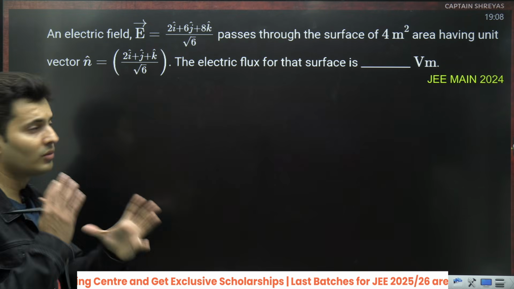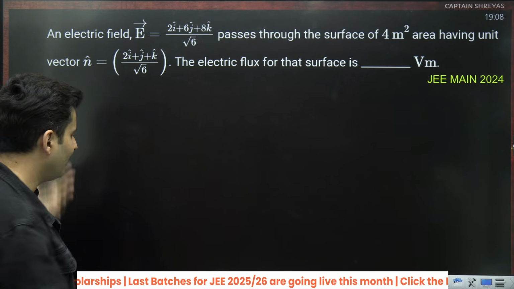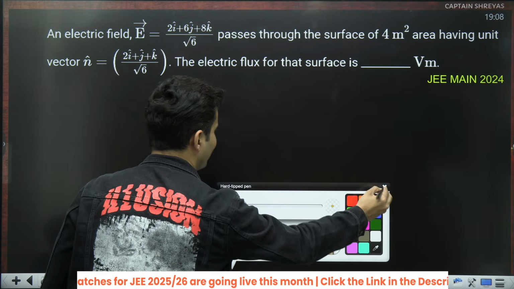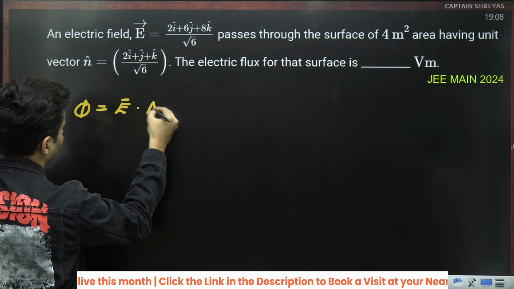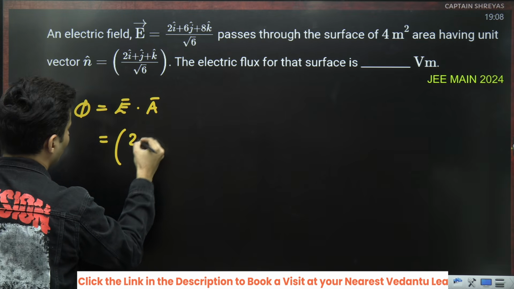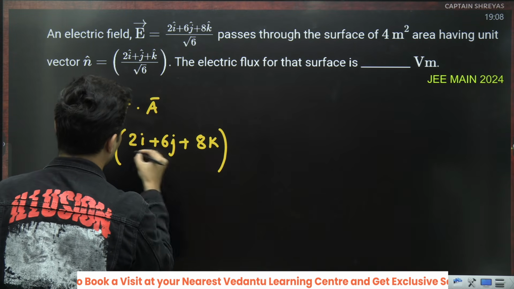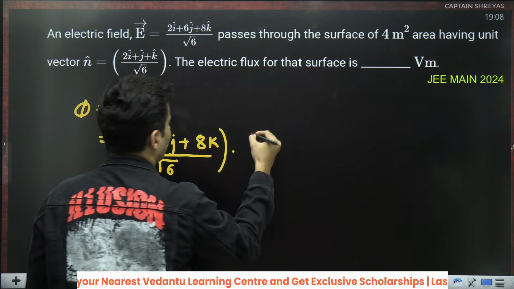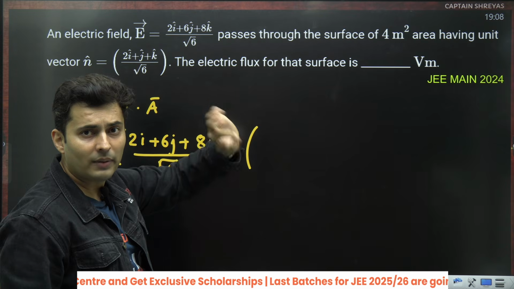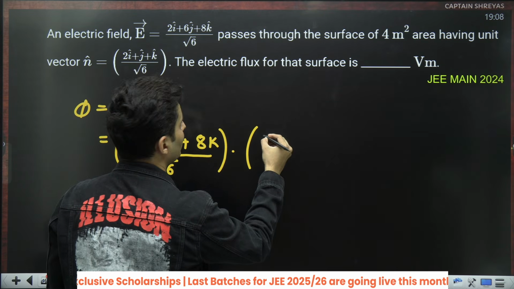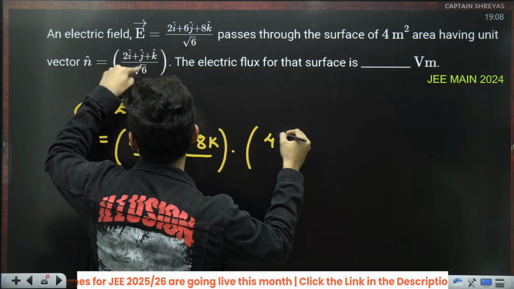Electric field is given, passes through a surface and having some unit vector. The electric flux. My God, this is again a repetitive pattern type of question. This was asked before in some different way. Flux is electric field dot area. Electric field is this whole thing, 2I plus 6J plus 8K, the whole thing divided by root of 6. Area vector is not given, but magnitude is given. Magnitude into the unit vector is the vector itself. So it is basically 4 multiplied by this whole thing.